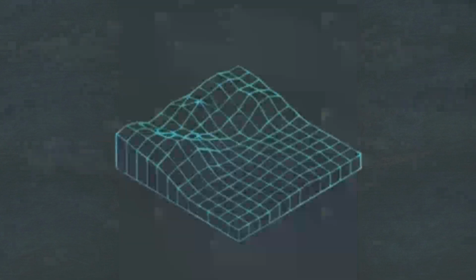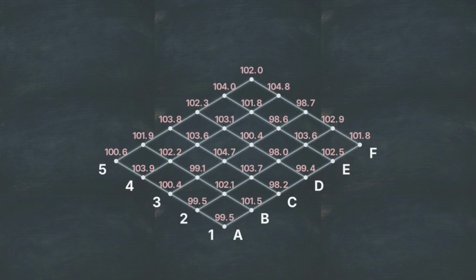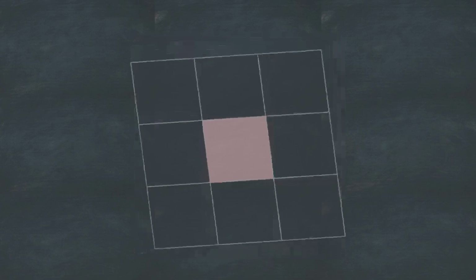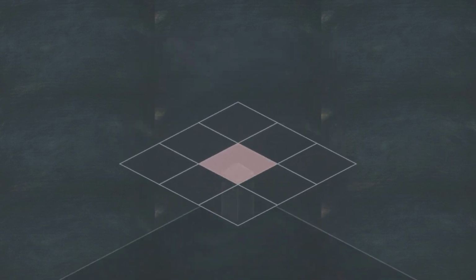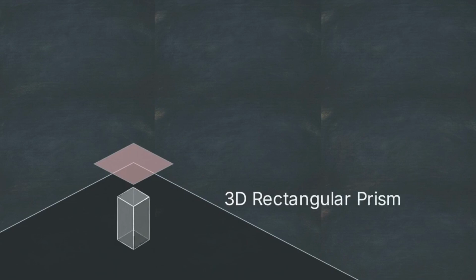We have now replaced unpredictable slopes with a standardized network of data points. Every coordinate has a defined height, giving us the raw numbers needed for the final volume calculation. Imagine each square on that grid acting as the top of a column, extending straight down into the earth until it hits our finished platform level. These columns form 3D rectangular prisms.